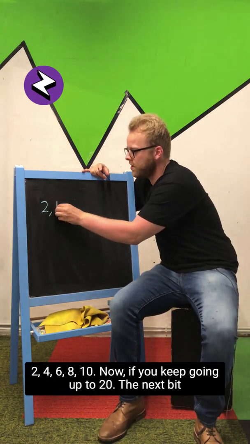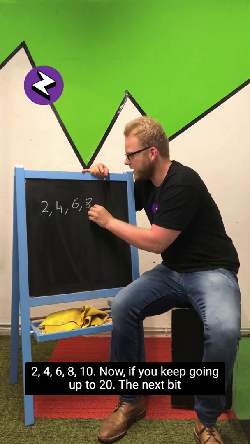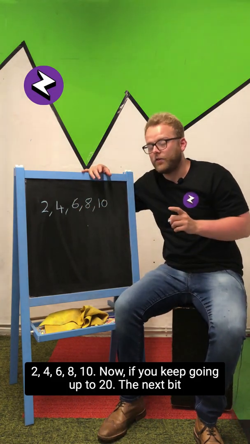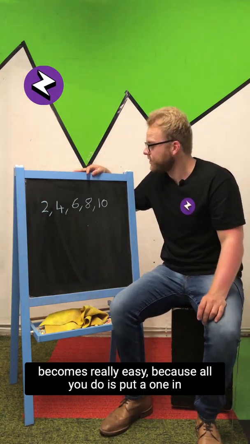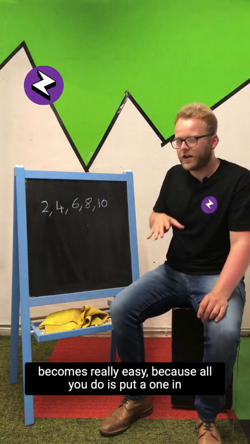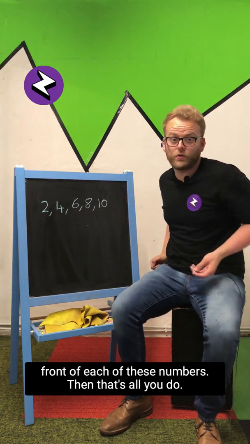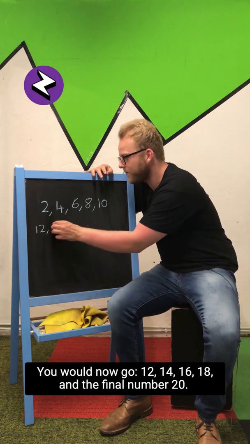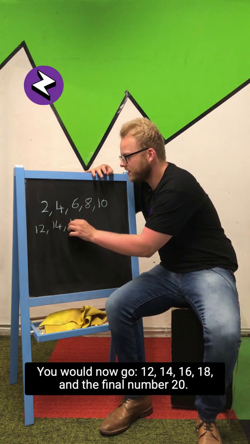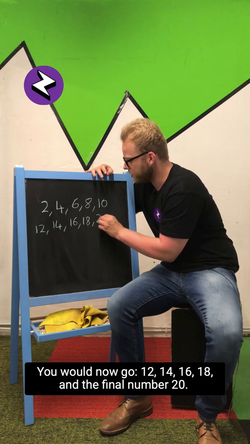So go 2, 4, 6, 8, 10. Now, if you keep going up to 20, the next bit becomes really easy. Because then all you do, little trick for you, is put a 1 in front of each of these numbers. And then that's all you do. So you could now go 12, 14, 16, 18, and the final one is 20.